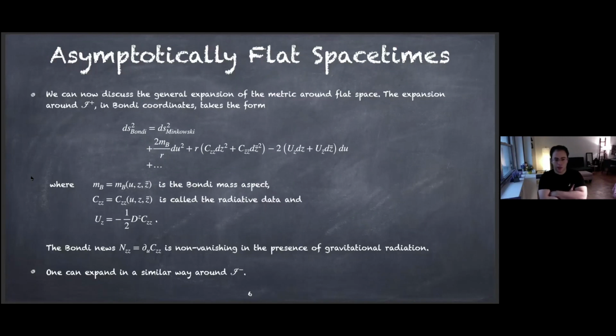A similar expansion can also be made around scri minus, almost identical, except for a few small details. But I will not show it in detail because it's very similar. I will focus on the structure around scri plus. So this is what I will call the Bondi metric, and I'll be using this.